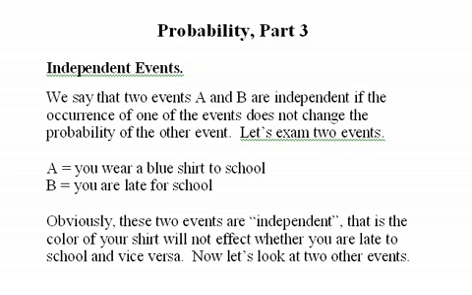Probability, Part 3, Independent Events. We say that two events, A and B, are independent if the occurrence of one of the events does not change the probability of the other event.